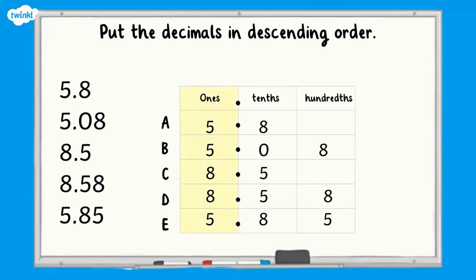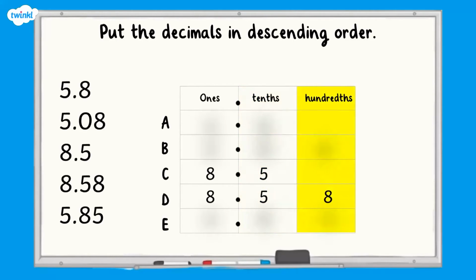In this case, the ones column. Numbers A, B and E have 5 ones, and C and D have 8 ones. C and D are greater. To decide which is the greatest, we need to look at the digit in the tenths column. Both numbers have 5 tenths, so we have to compare the digits in the hundredths column. C doesn't have any hundredths, and D has 8 hundredths. So D is the greatest number, and C is the second greatest.